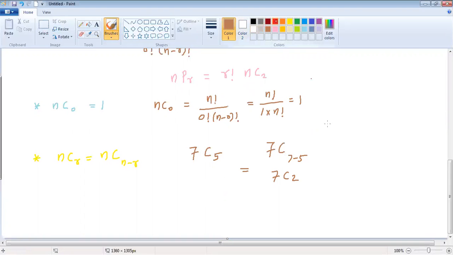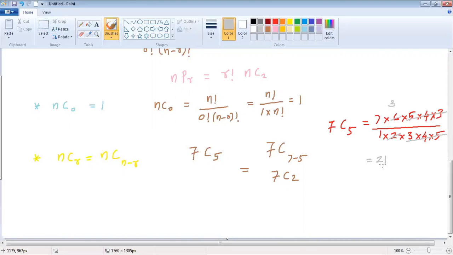We'll check it. So 7C5, as I told you, easiest way is 7 से start कर देना, 5 units back आ जाना. 7 into 6 into 5 into 4 into 3 divided by 1 से start करके 5 units आ गए, 1 into 2 into 3 into 4 into 5. Now you can see that 3 into 4 into 5, 3 into 4 into 5 cancels. 2 and 6 cancels 3, so the answer is 21.